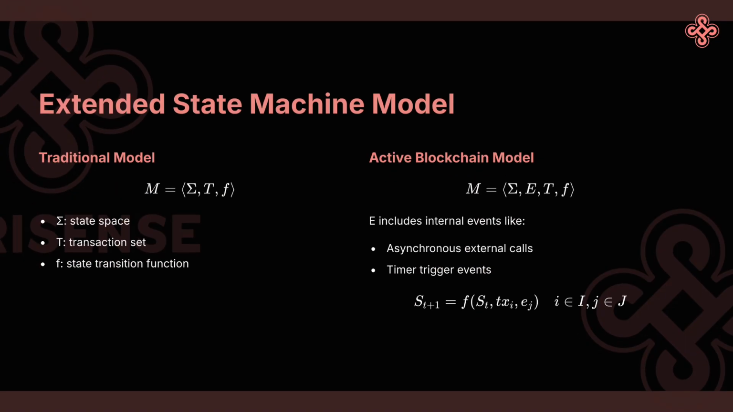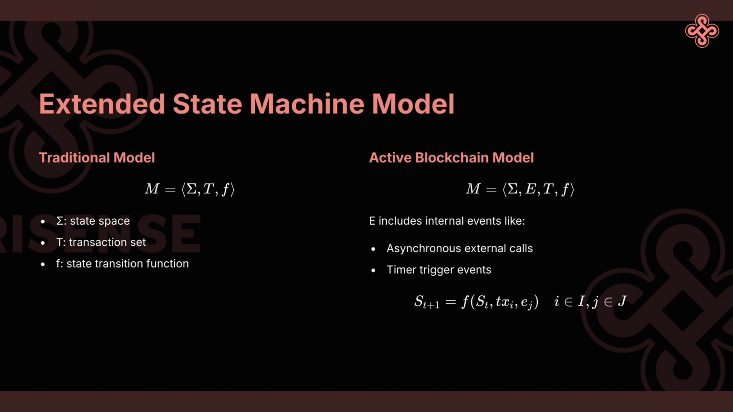The Verisense white paper details a significant paradigm shift by introducing an extended state machine model. Traditionally, a blockchain is represented as M = (Σ, T, F), with Σ as the state space, T as the set of transactions, and F as the state transition function. The concept of an active blockchain is an extended model given as M = (Σ, E, T, F).